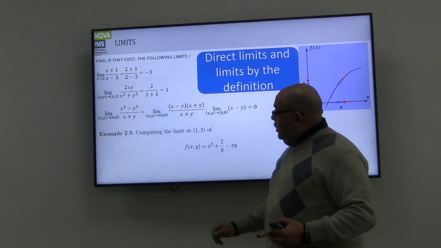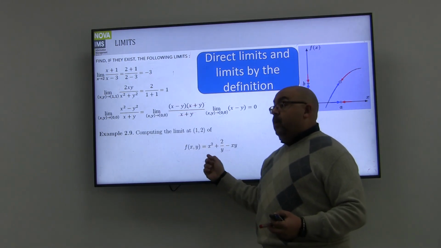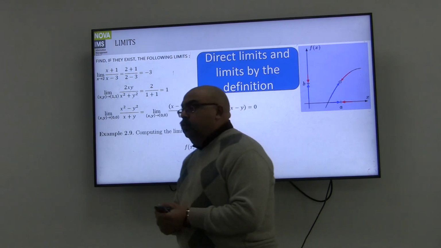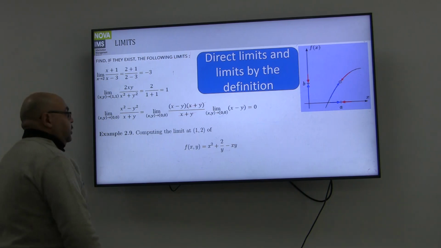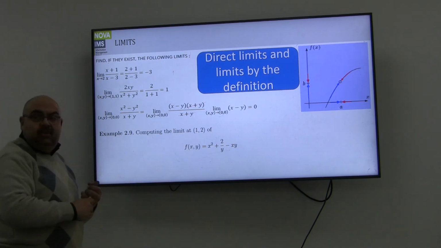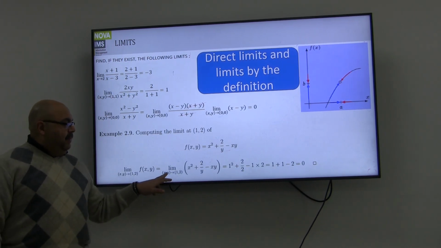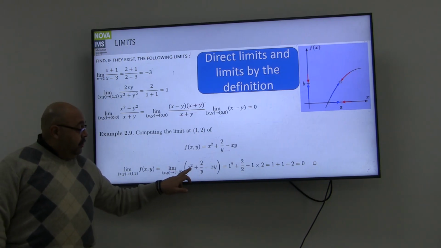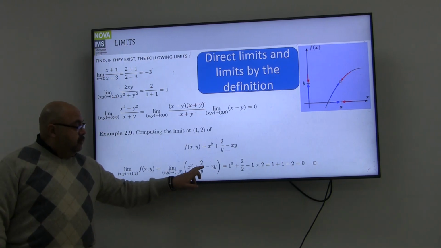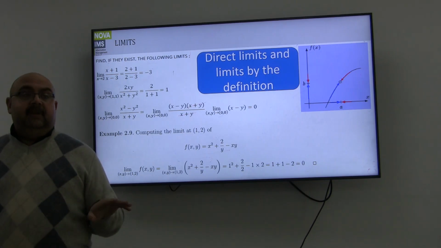In a similar manner, computing the limit at 1 and 2 for a given function. This is also a function from R2 into R, from 2 dimensions into 1 dimension. If I also make a substitution by 1 and 2, the result will be easily obtained and there is no problem with it. Let's start: replace every x by 1 and every y by 2, so you will have 1 plus 2 over 2 minus 1 times 2. Regardless of the result, it can be evaluated.